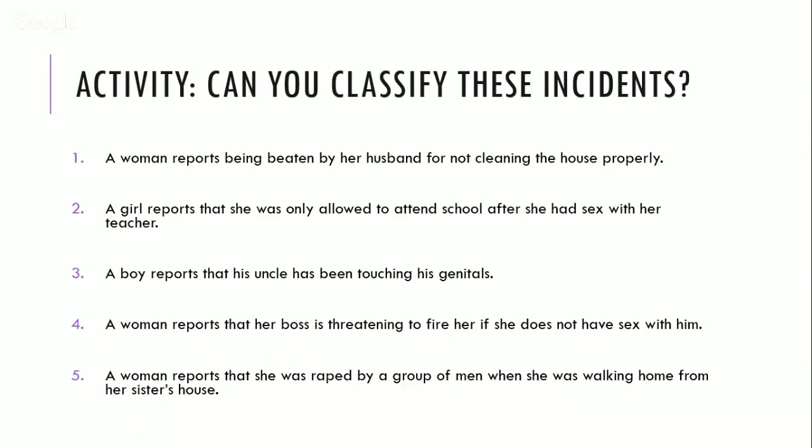Once everyone in your group has classified these incidents, bring them to the front of the room and look at all of them. Look at how all of the incidents are classified together. Is there anything that stands out to you? I'll pause here so you can have a discussion.